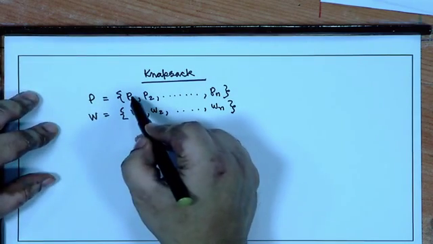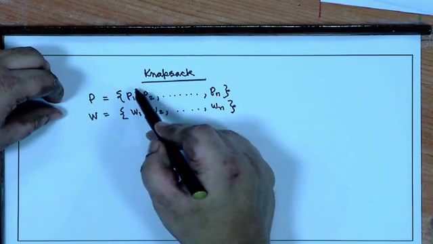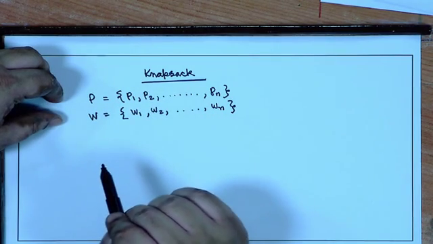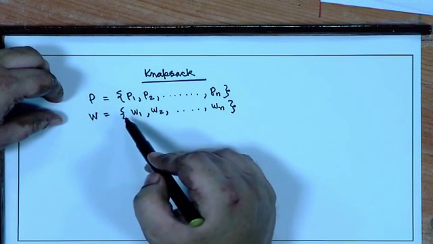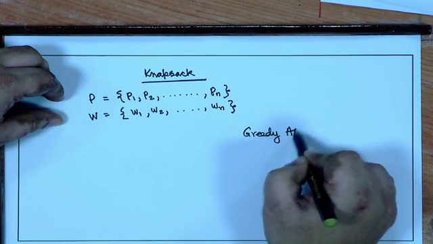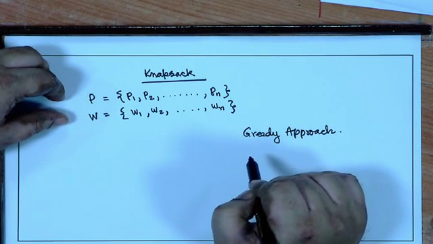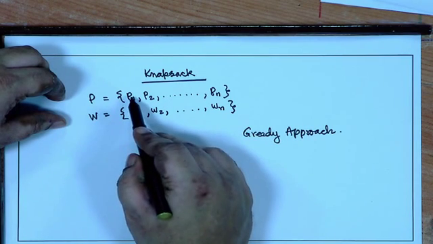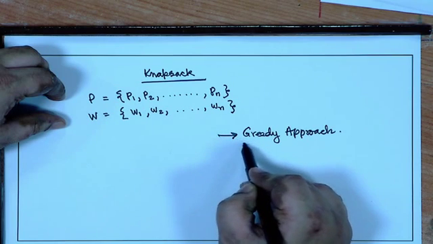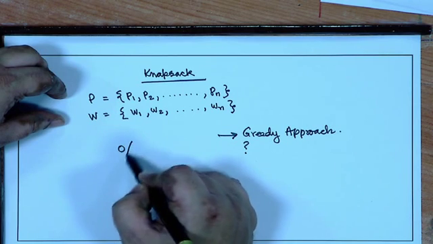and you can either take this item or not take this item, that is one approach, or the other is you can take part of the item. If you can take part of the item, then you have a greedy approach. On the other hand, if you are told that you can take the whole item or not take it, then there is no greedy approach for that. In that case, it is called the 0-1 knapsack problem.